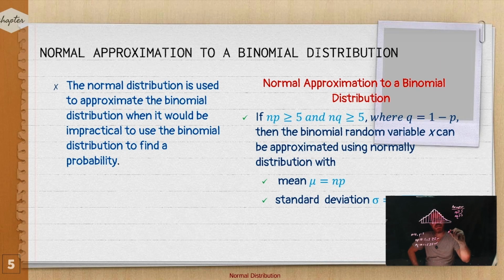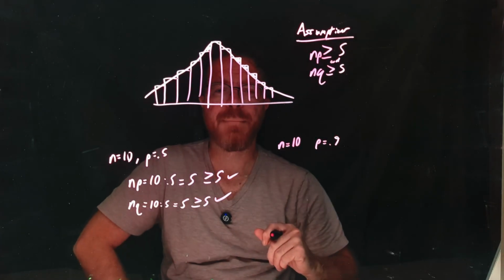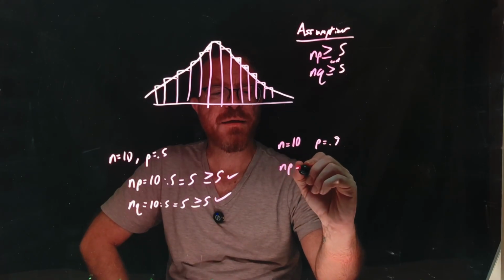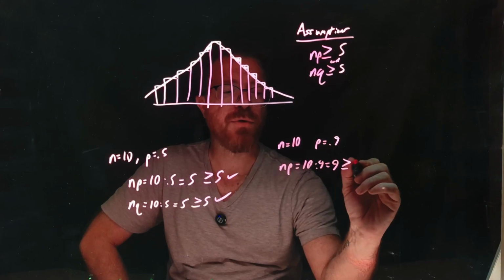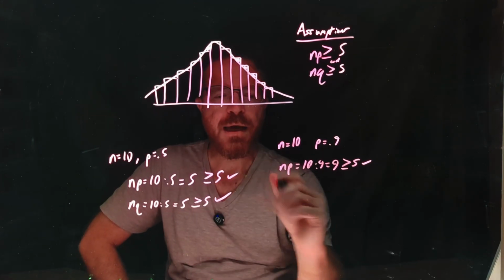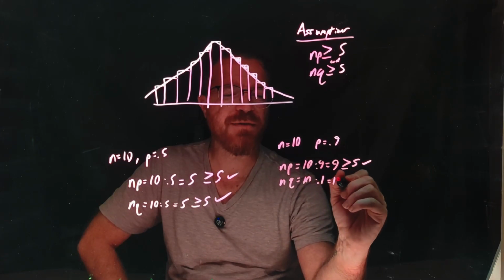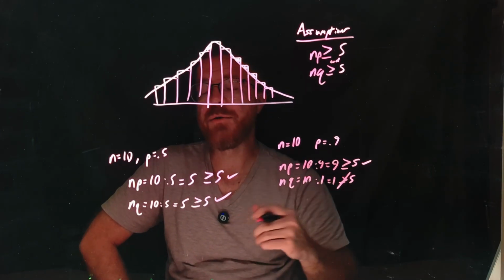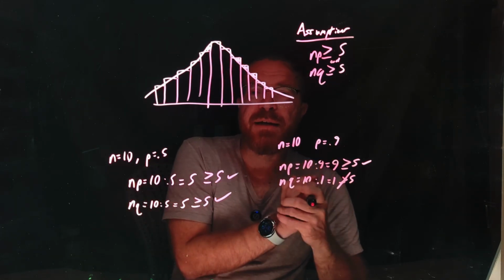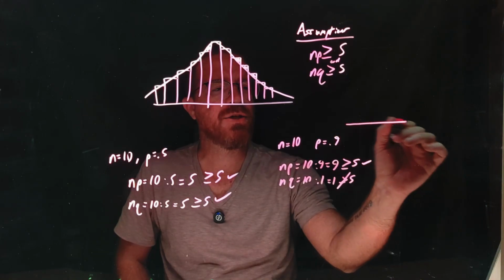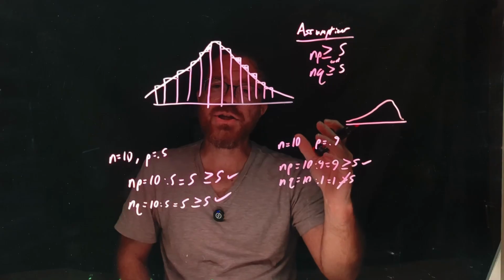But let's say instead we had p equals 0.9. In this case, np would be 10 times 0.9, which equals 9, which is greater than or equal to 5. That succeeds. But nq would be 10 times 0.1, which gives us 1, which is not greater than or equal to 5. What this means is that when I have p equals 0.9, I'm actually getting a skewed distribution. If I were to graph it, it would look something like this. It's skewing to the left.